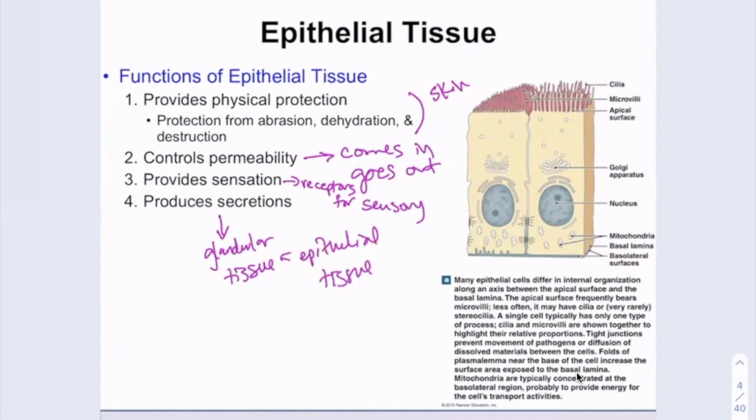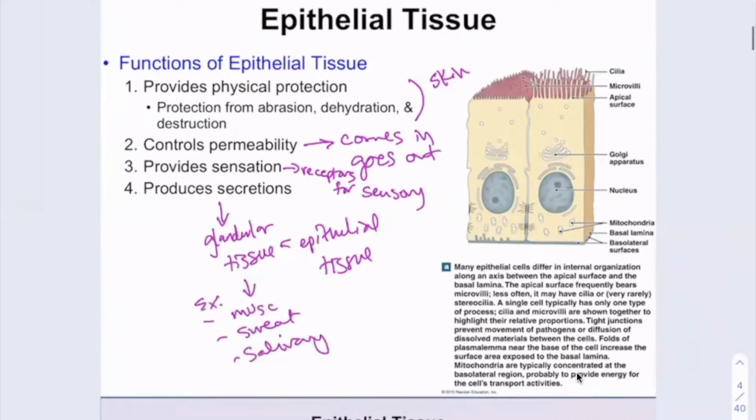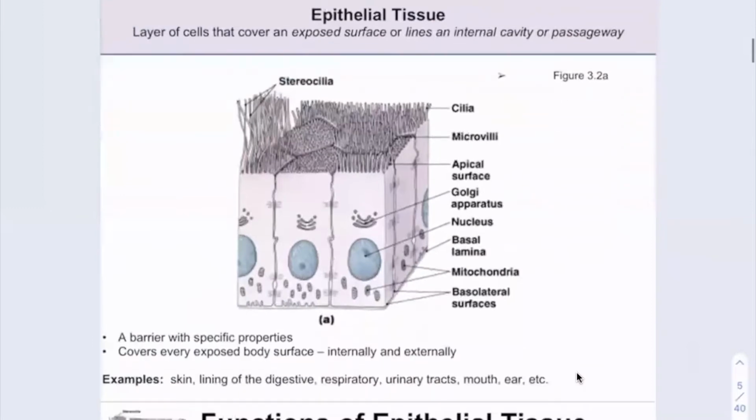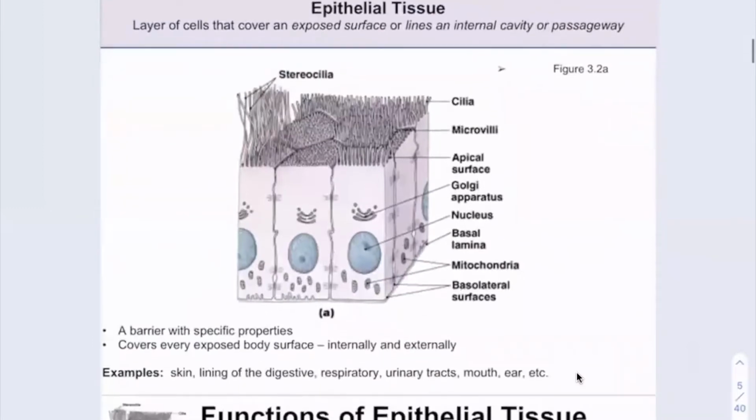So types of epithelial tissue, specifically glandular tissue, can secrete things, right? Mucus, sweat. I know I'm not writing this out. Salivary. These are examples, right? It's not a full list. So epithelial tissues are layers of cells that line an exposed surface or internal cavity or passageway.